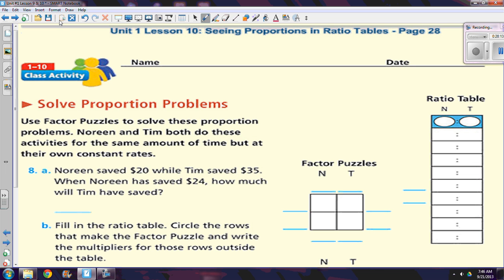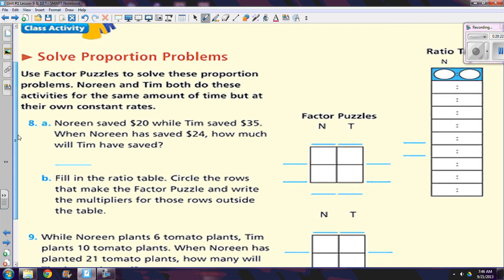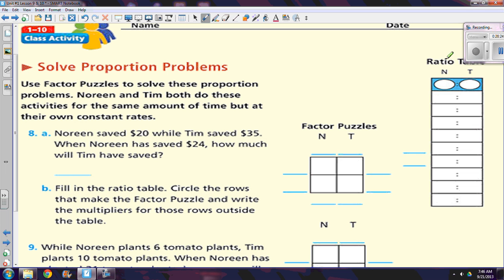Solve proportion problems. Use factor puzzles to solve these proportion problems. Noreen and Tim both do these activities for the same amount of time, but at their own constant rate. So they both have their separate constant rate. Here's your factor puzzle. Here's your ratio table. We are to solve both.